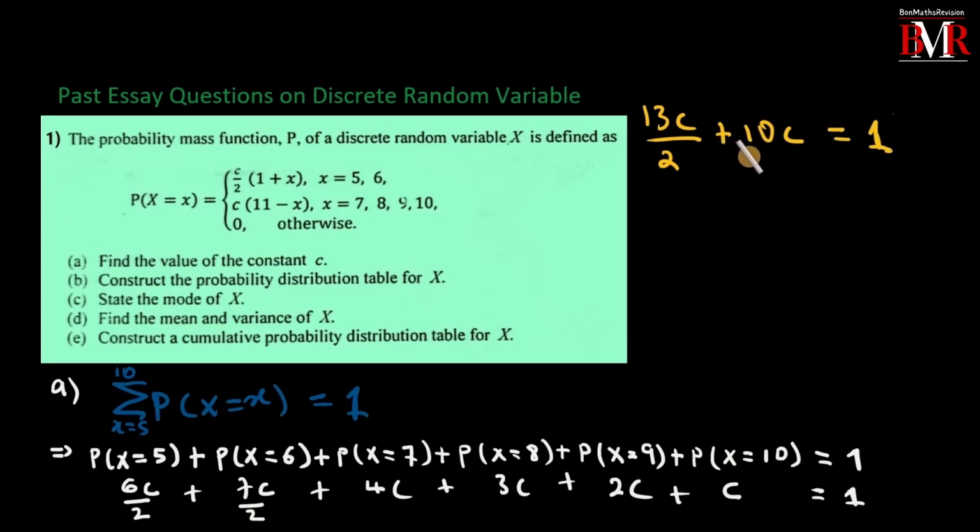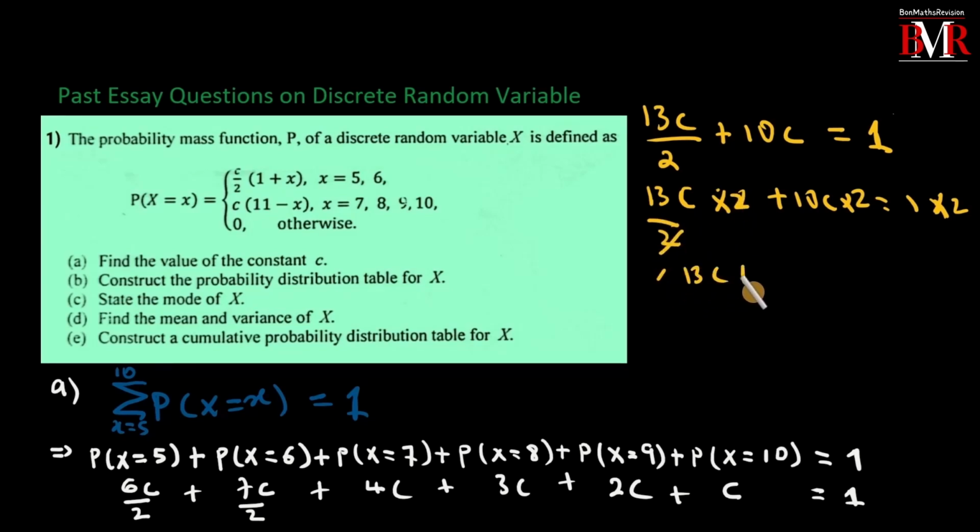Now to simplify this, I can cross multiply. That is 13C all over 2 times 2 plus 10C times 2 equals 1 times 2. I multiply everything by 2 so that the 2 can cancel out, and I have 13C plus 20C equals 2. Now 13C plus 20C is 33C, which equals 2.